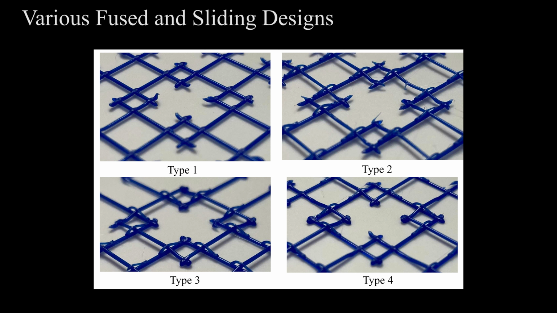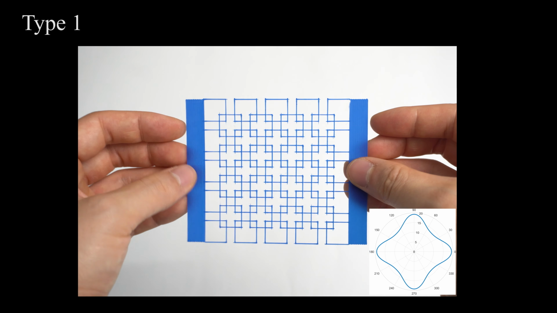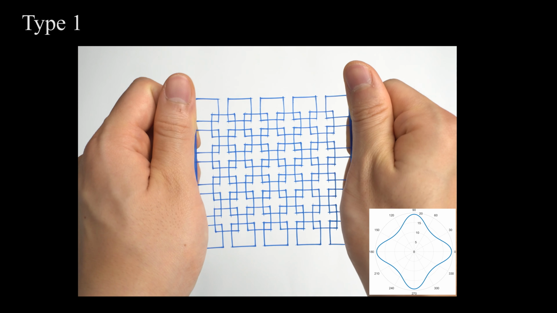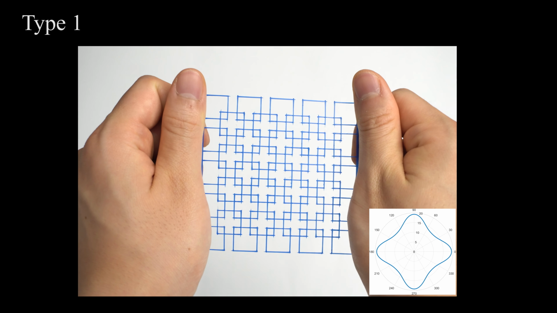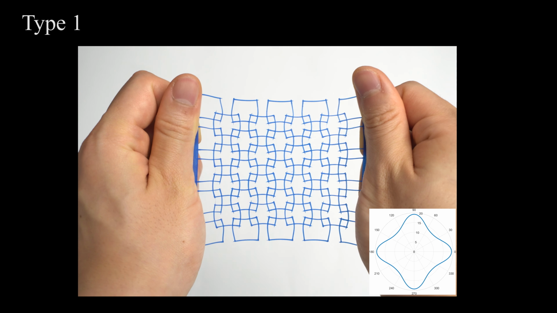In this example, we explored the impact of different combinations of fused and sliding connections on a sample made of interlaced squares. When using all fused connections, the corresponding weave exhibits a state of biaxial deformation for uniaxial loading along the horizontal direction of the image plane.